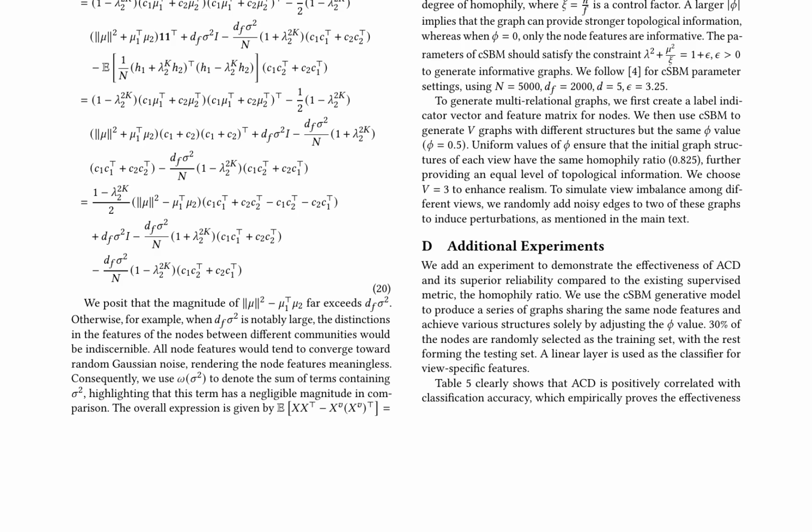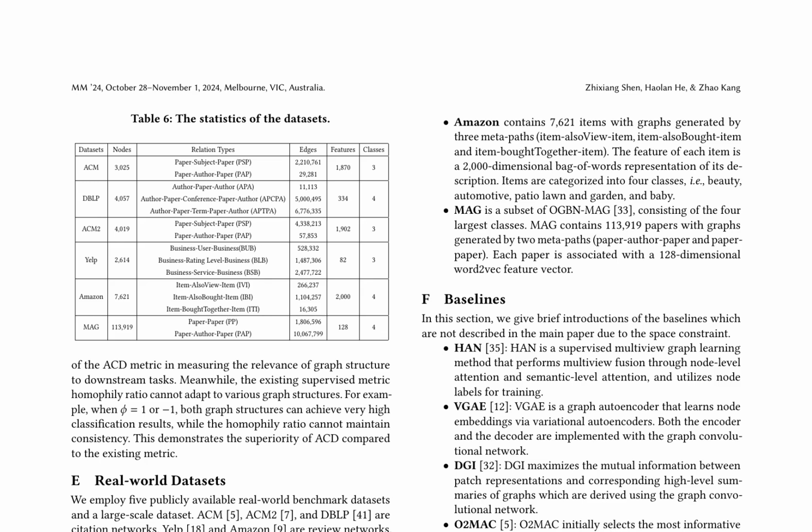In addition, the authors employ 5 publicly available real-world benchmark datasets and a large-scale dataset, including citation networks, ACM, ACM2, DBLP, and MAG, and review networks, Yelp and Amazon. They provide a brief introduction to several baseline methods, including HAN, VGAE, DGI, O2MAC, DMGI, MVAGC, HDMI, MCGC, MGDCR, and DualGR, which are not described in the main paper due to space constraints.